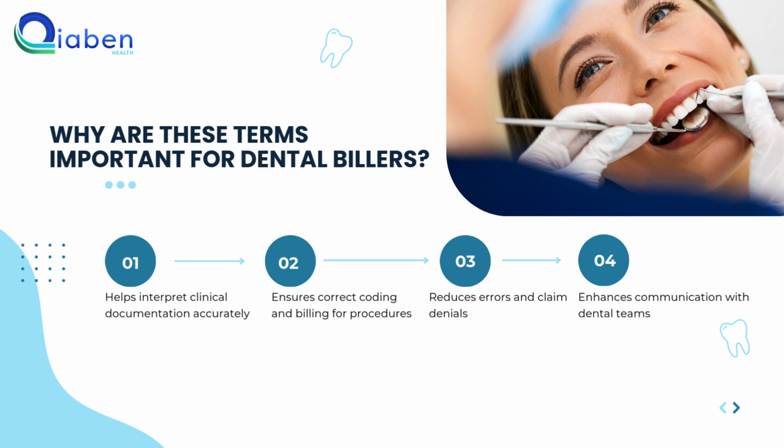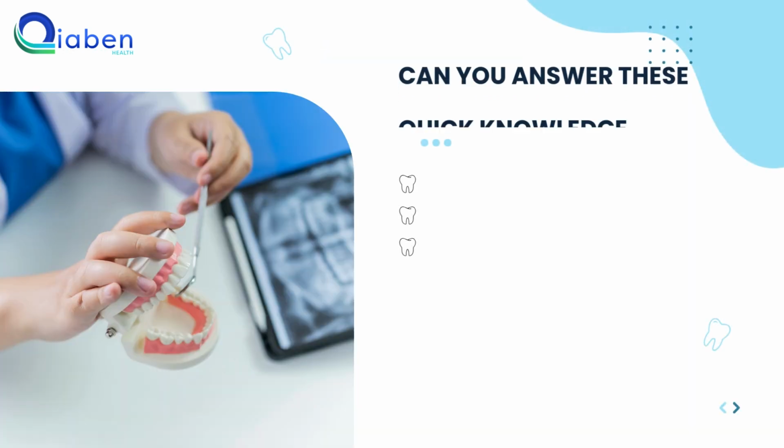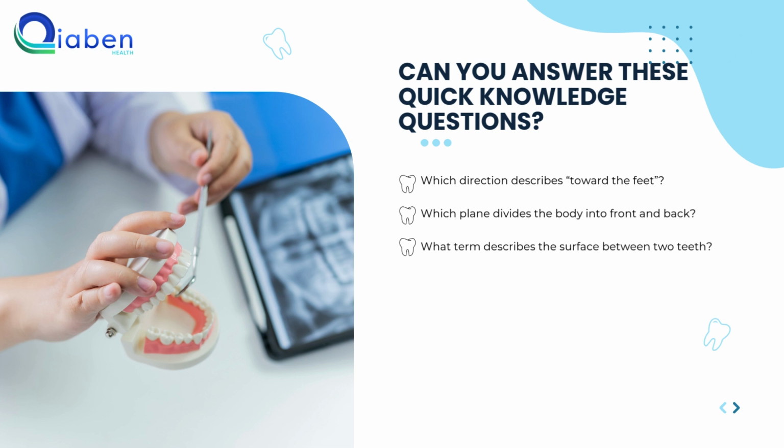Pause and reflect. Think about a denial you've seen where the documentation wasn't clear. If the terminology had been precise, could that claim have been avoided? All right, let's test your knowledge. You've learned quite a bit so far, so let's see what you remember. This is just for practice.